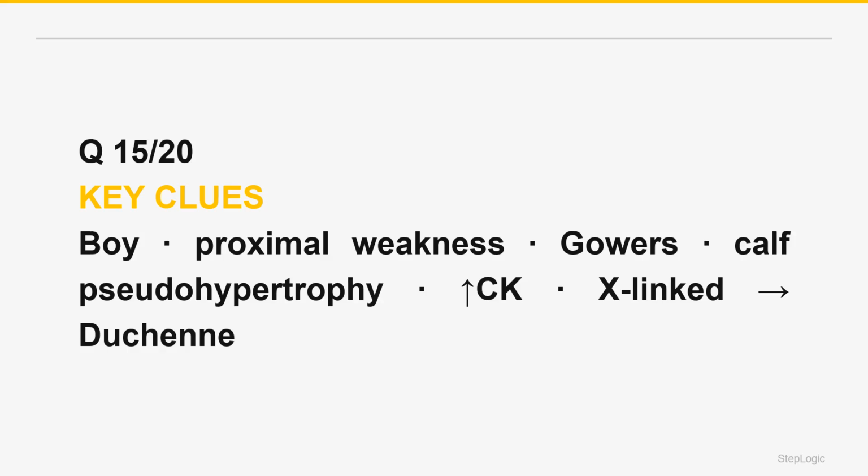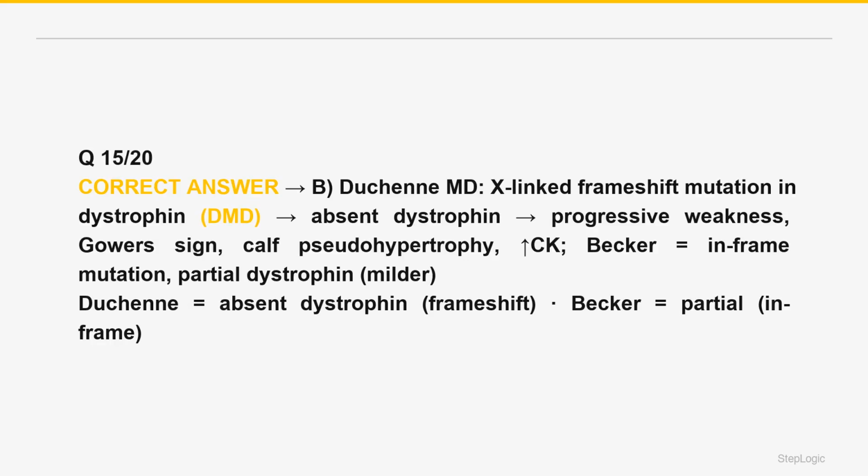This is Duchenne muscular dystrophy, DMD, an X-linked recessive disorder, so it affects boys. The defect is in the dystrophin gene, the largest gene in the genome, specifically a frameshift or nonsense mutation that produces no functional dystrophin. Dystrophin anchors the muscle cytoskeleton to the extracellular matrix. Without it, muscle fibers are damaged with each contraction and progressively degenerate, replaced by fat and fibrosis. The correct answer is B.